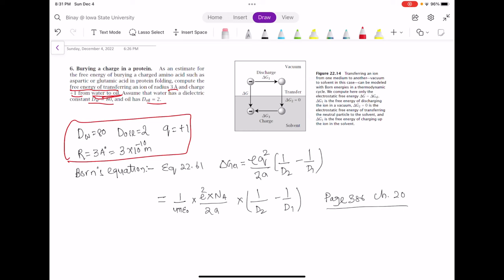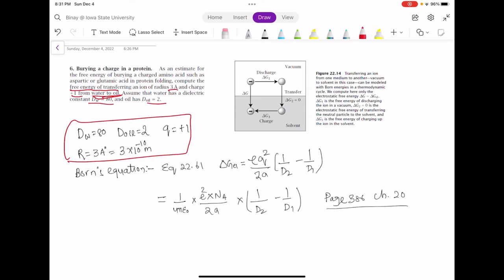Before solving the question, let's see what's the logic or theory behind it. If you go to page 447 or 448 of chapter 22, there is something called Born's theory or Born's equation. There it is explained that when a charge is transferred from one medium to another medium, its delta G gets changed. Its free energy change can go from positive to negative or negative to positive, from a stable state to an unstable state. And on that page, equation 22.61 already computes what the delta G will be after the transfer.